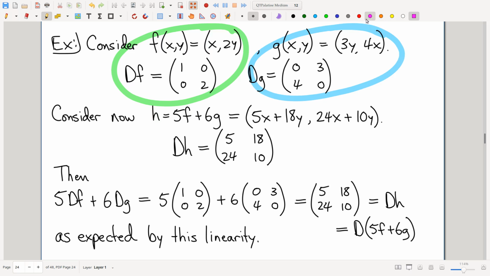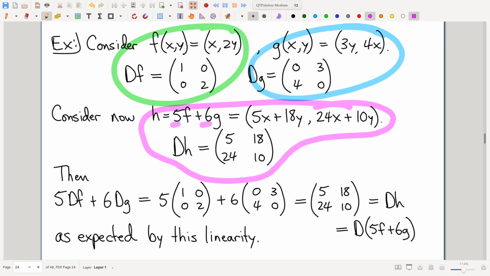Here I'm taking an arbitrary linear combination of those two functions, coefficients 5 and 6, because I wasn't feeling creative with the numbers. Doesn't matter. It's just an example, right? You can take that linear combination, that is a function, and you can write its derivative matrix. And again, it's just a matter of writing down the appropriate partials. Nothing spooky happening there. Okay, boring.